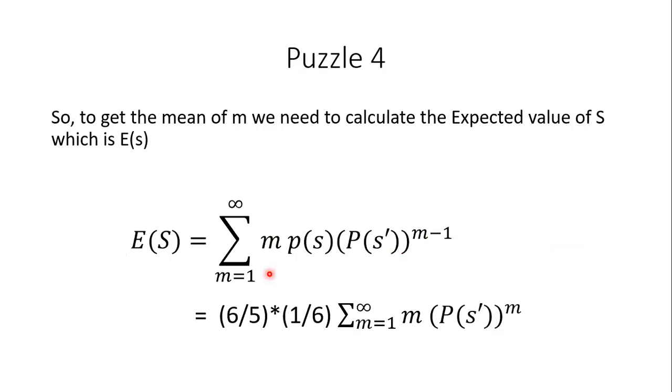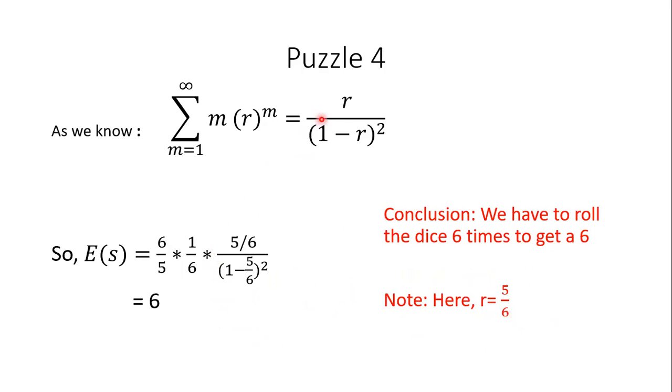Here I've gone back to my previous slide. This is 6/5 times 1/6, and we simplify this using the equation from the next slide. Here r is 5 divided by 6, so we can simplify, and when we calculate this value, E(S) is 6, which means we have to roll the dice 6 times on average to get a 6. So that's the solution for this puzzle, and thanks for watching.